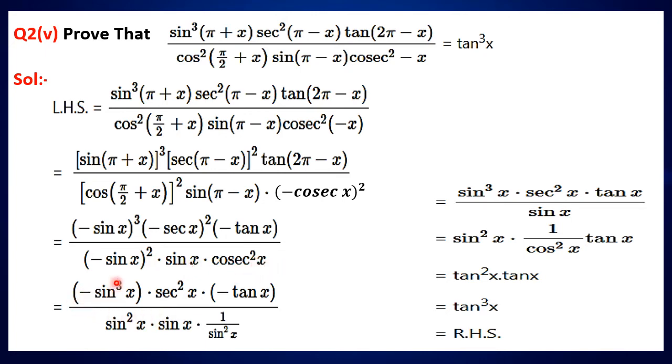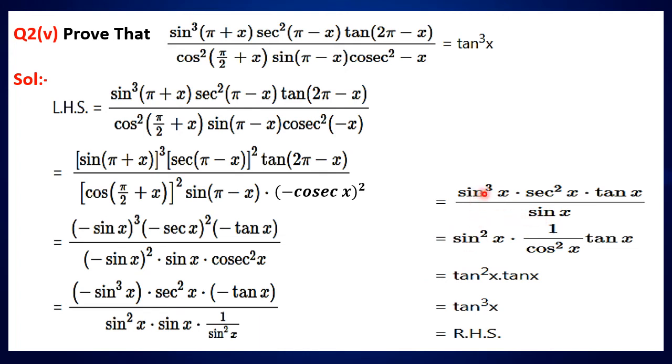Now minus sine cube x, that is, minus sine x the whole cube, can be rewritten as minus sine cube x into sec square x into minus tan x upon sine square x into sine x into cosec square x, which can be written as 1 upon sine square x. Two negative signs come together and make it positive. So sine cube x into sec square x into tan x upon sine square x into sine x. So sine square x will get cancelled and only sine x remains in the denominator.